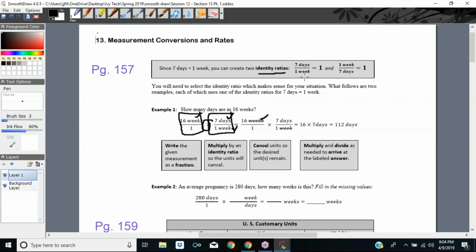So an identity ratio is something that represents 1. So 7 days and 1 week, those are the same thing. So 1 week and 7 days, same thing. So we have identity ratios for converting between days and weeks. And depending on what we have and what we're trying to get to, that will determine which is the numerator and which is the denominator, the days or the weeks.